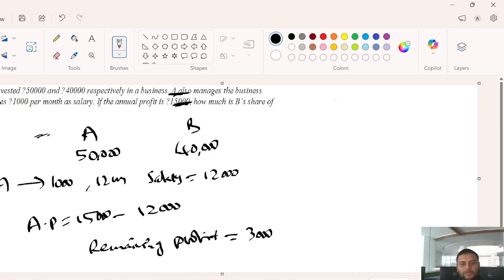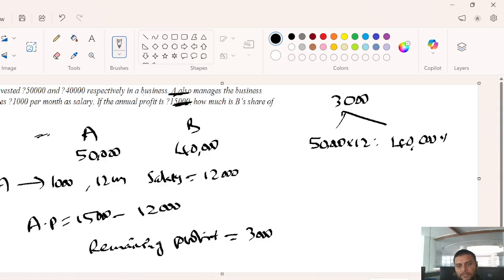So we need to distribute this 3,000 rupees as per the investment ratio of A and B. 50,000 is A's amount invested for 12 months. 40,000 is B's amount invested for 12 months. So the 12s cancel, and 5 is to 4 is the investment ratio. They are asking for B's share in the 3,000 rupees.